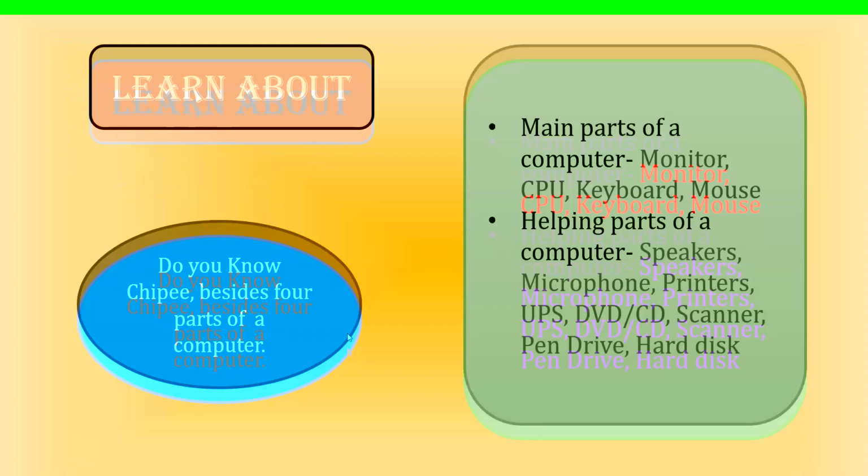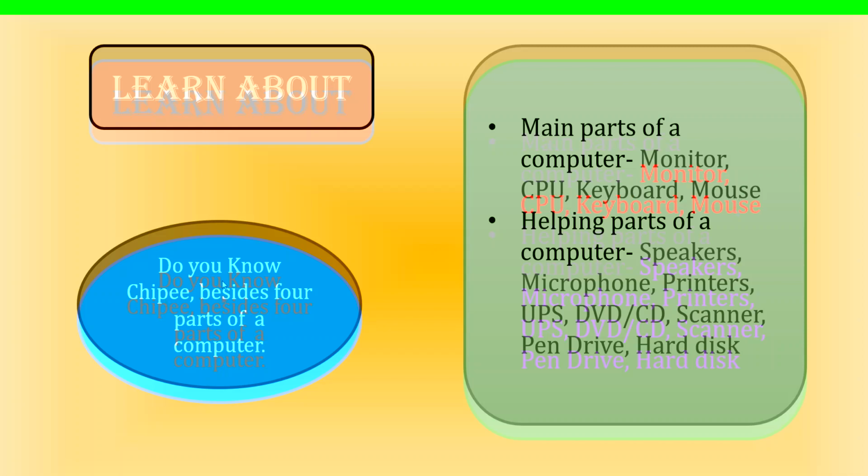You can learn about the main parts of the computer. How many parts? There are 4 parts: monitor, CPU, keyboard, mouse.